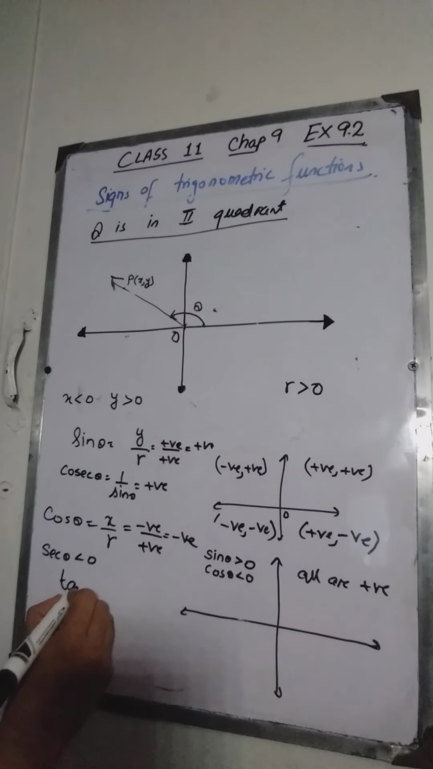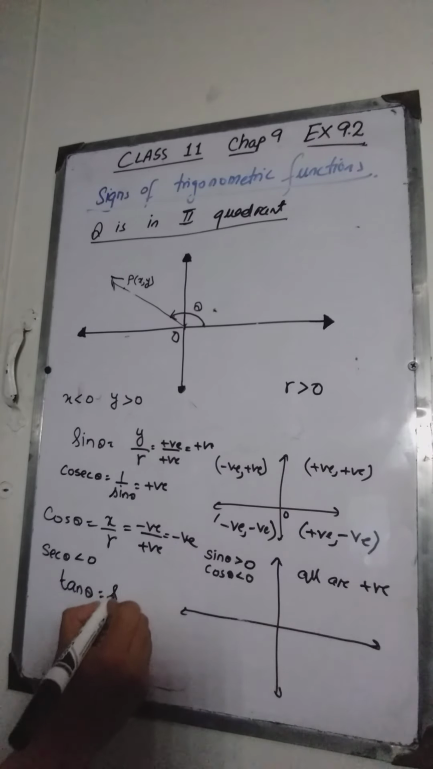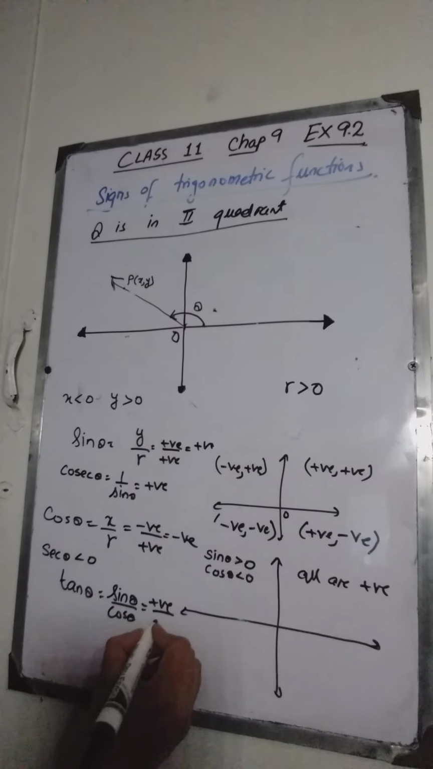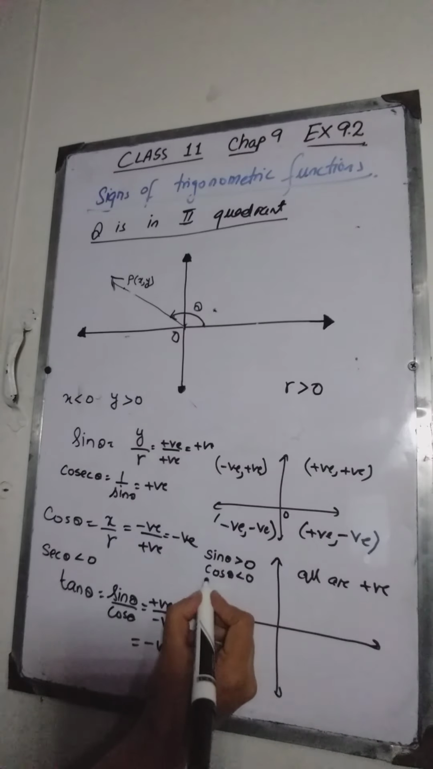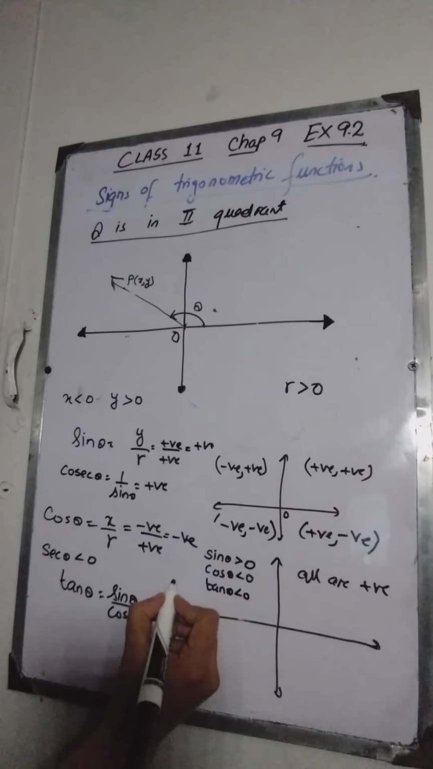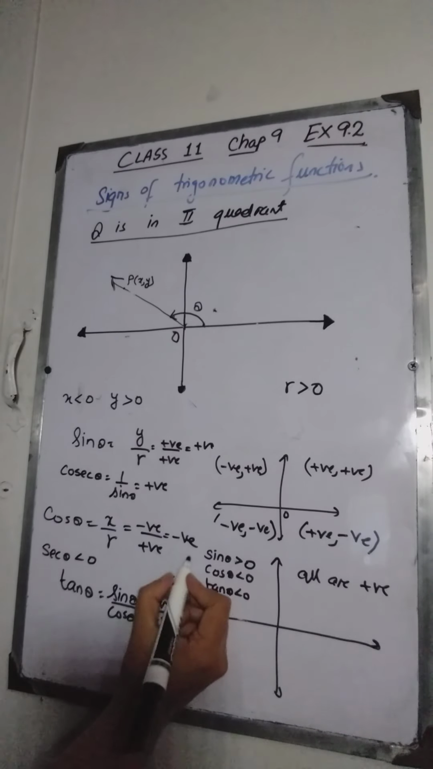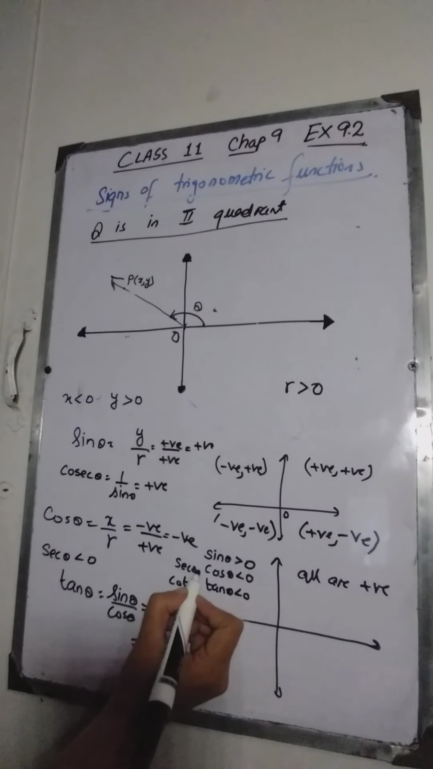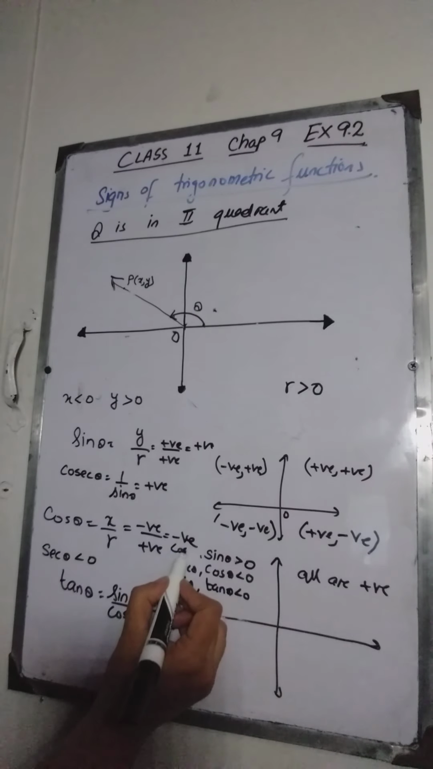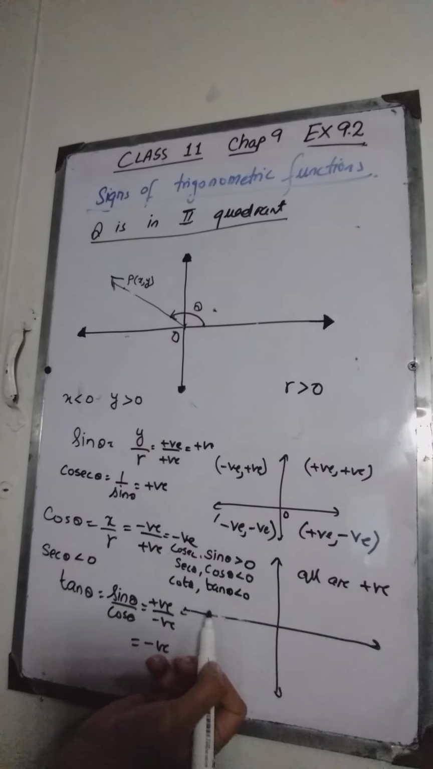Now coming to tangent theta, we know that tangent theta is sine theta over cos theta. In this quadrant sine theta is positive and cos theta is negative. So plus over minus is minus, again the answer will be a negative number. So tangent theta will be less than 0. And if tangent theta is less than 0, then cotangent theta will also be less than 0. If cos theta is less than 0, then secant theta will also be less than 0. And if sine theta is greater than 0, then cosecant will be greater than 0.